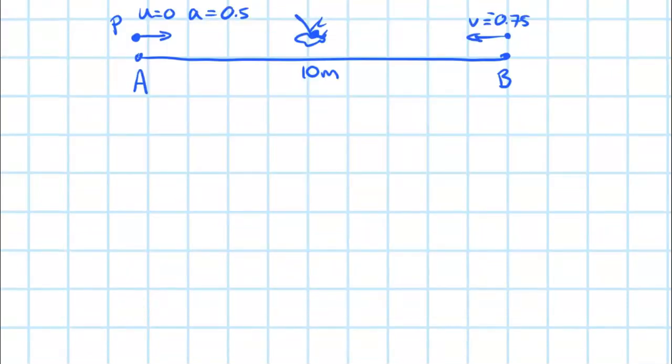Right, so we're going to make point A our displacement of 0. And of course, we're dealing with displacement and time. For particle P, we want a formula that uses S, T, U, and A. And that formula is s = ut + 1/2 at squared. That's going to give us the position of particle P. So let's put in what we know. The initial velocity is 0 and the acceleration is a half.